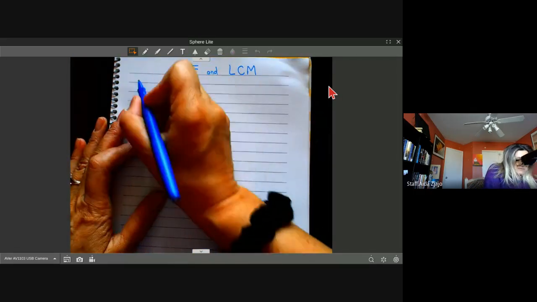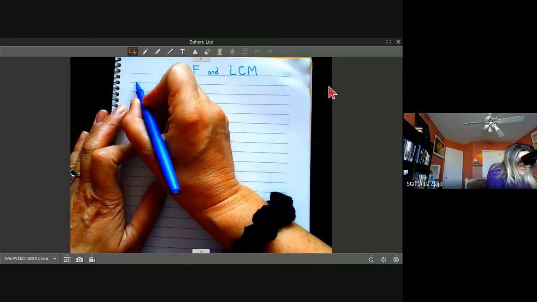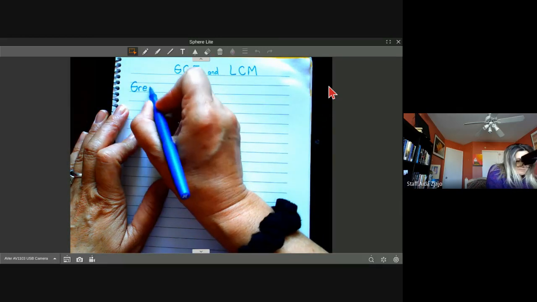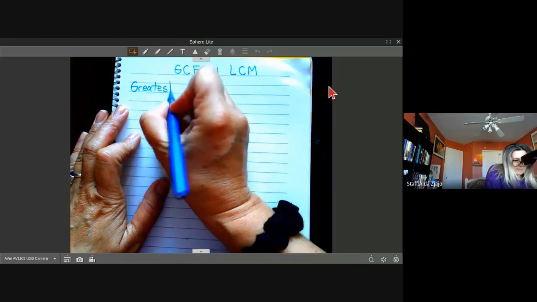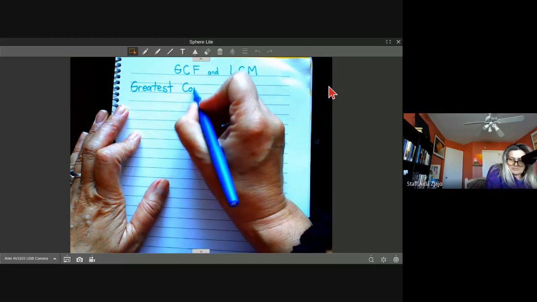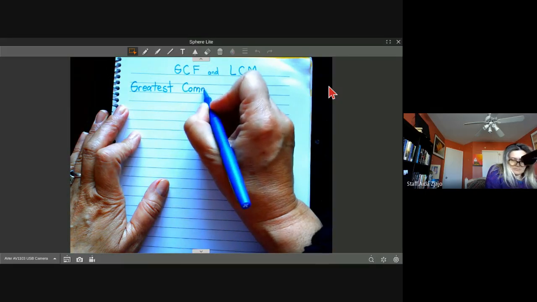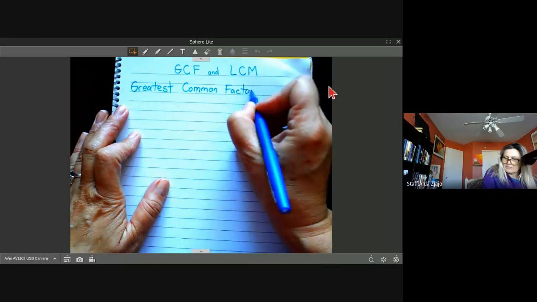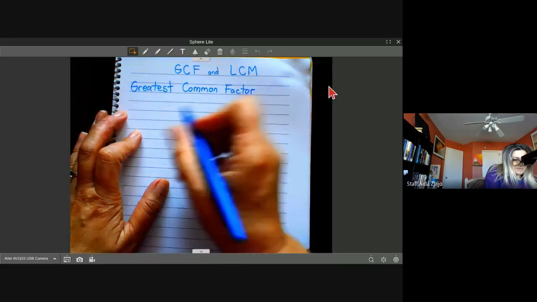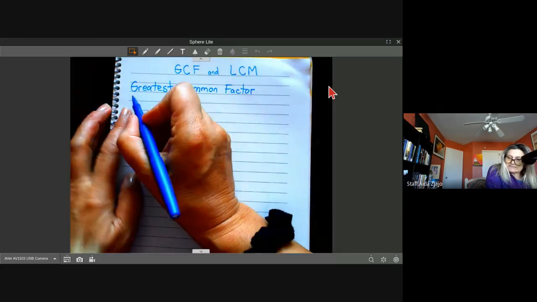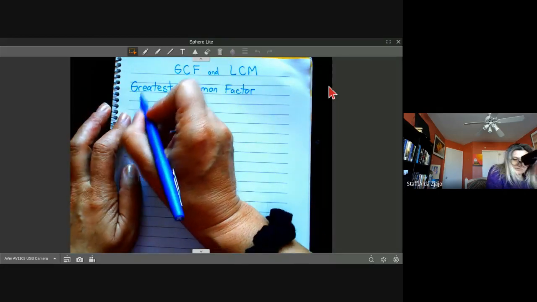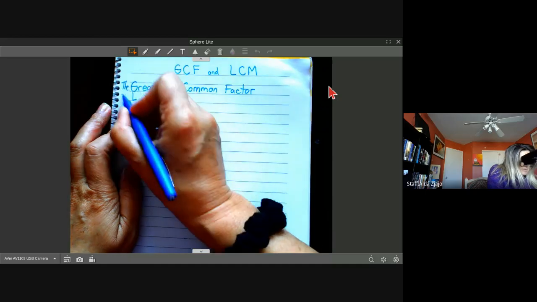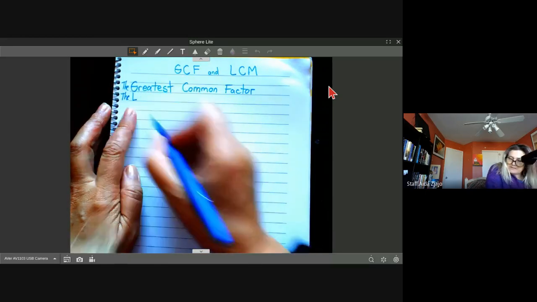And GCF is greatest common factor. And this is least common multiple. Also, you can put the least.